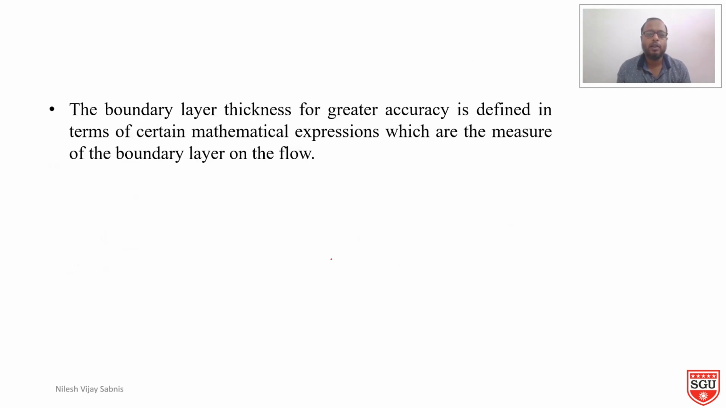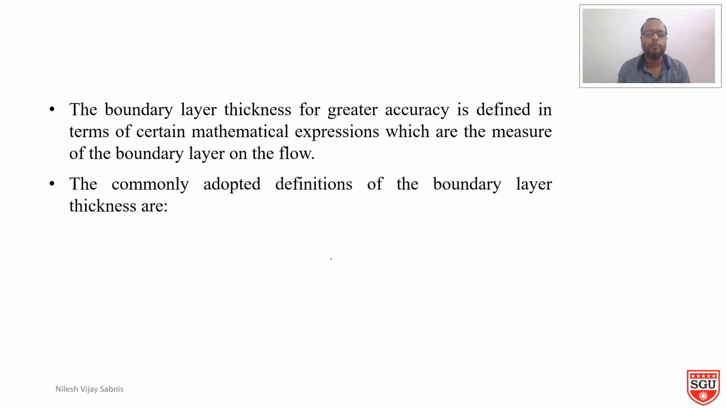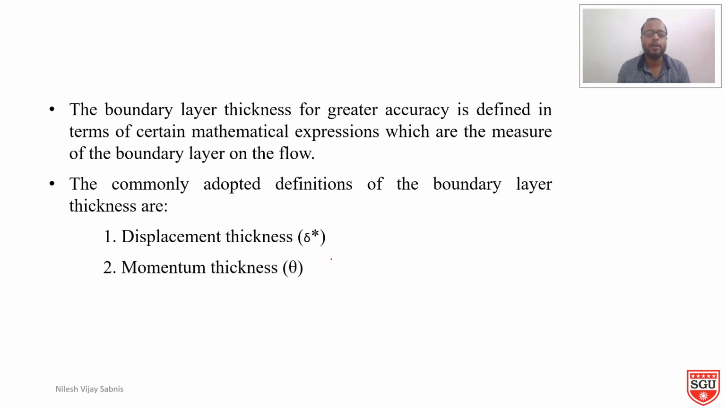The boundary layer thickness of greater accuracy is defined in terms of certain mathematical expressions, which are a measure of the effect of the boundary layer on the flow. The commonly adopted definitions of the boundary layer thicknesses are displacement thickness, momentum thickness, and energy thickness.